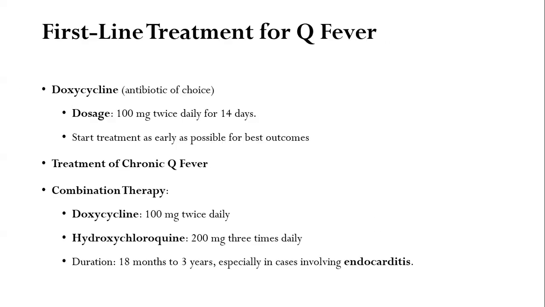Now, what is the treatment for Q fever? The first line treatment for Q fever is doxycycline, which is the antibiotic of choice. Doxycycline dosage is 100 milligrams twice daily for 14 days. Start treatment as early as possible for the best outcome. And for treatment of chronic Q fever, generally we give a combination therapy of doxycycline 100 milligrams twice daily and hydroxychloroquine 200 milligrams three times daily. And the duration is very prolonged, usually around 18 months to 3 years of treatment is required, especially in cases involving endocarditis.